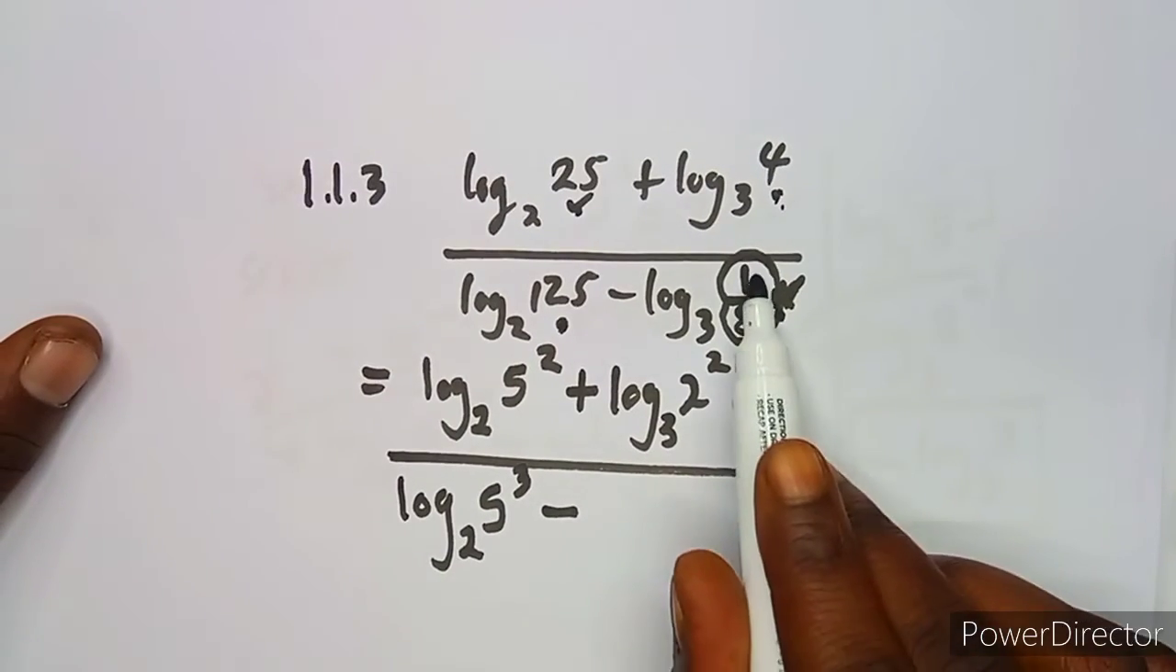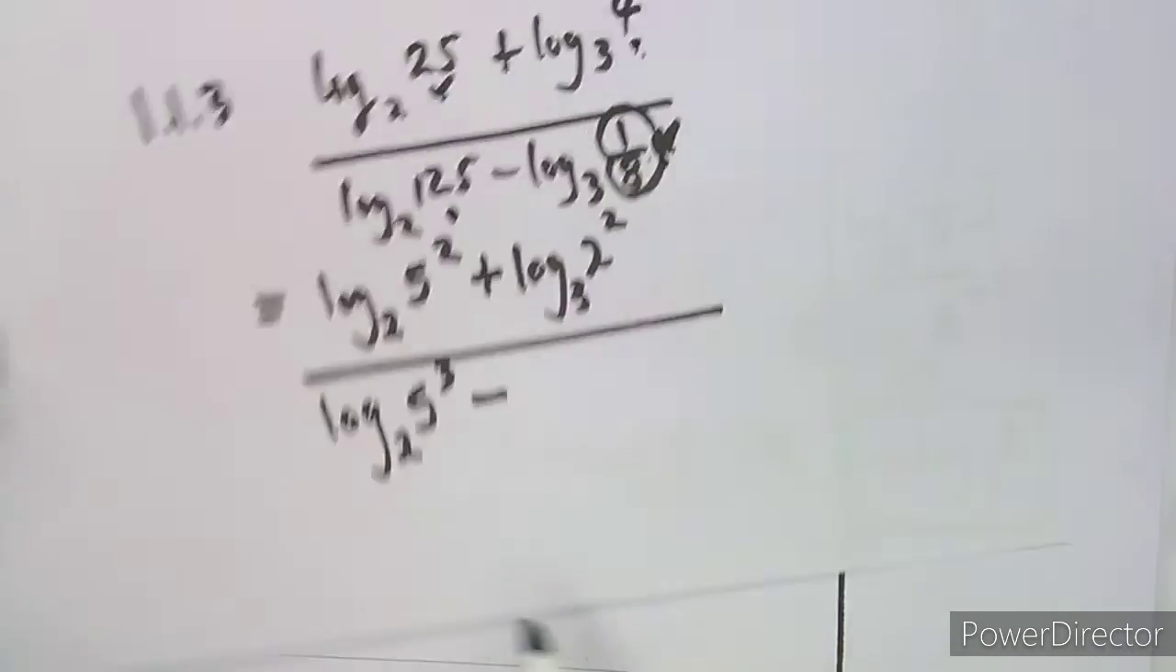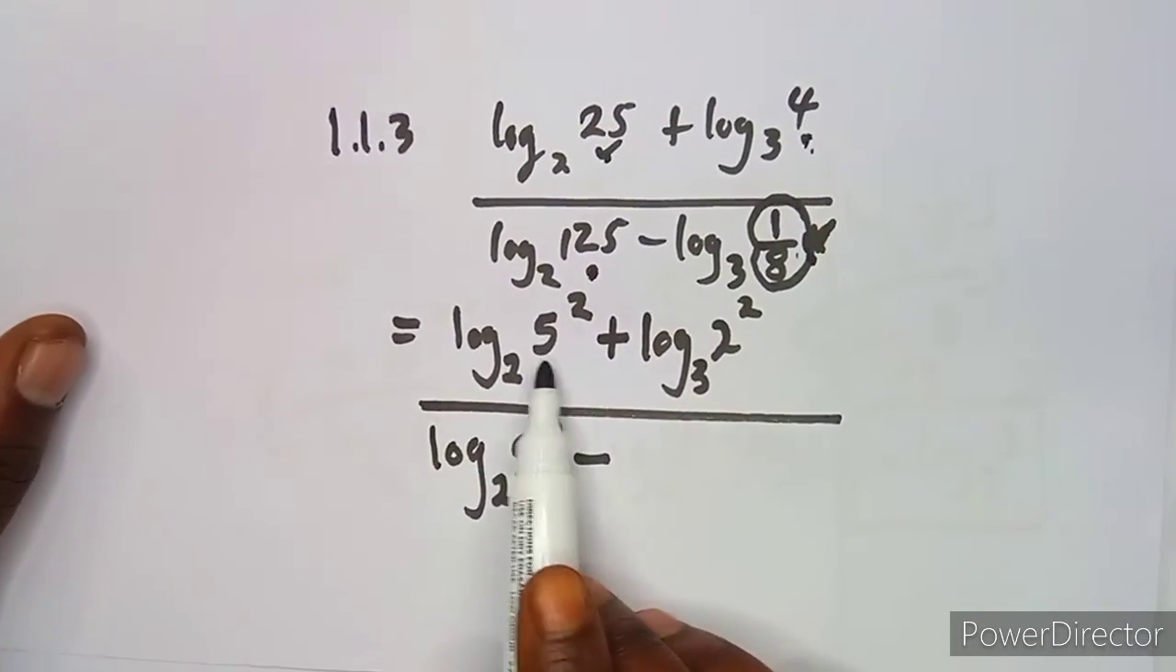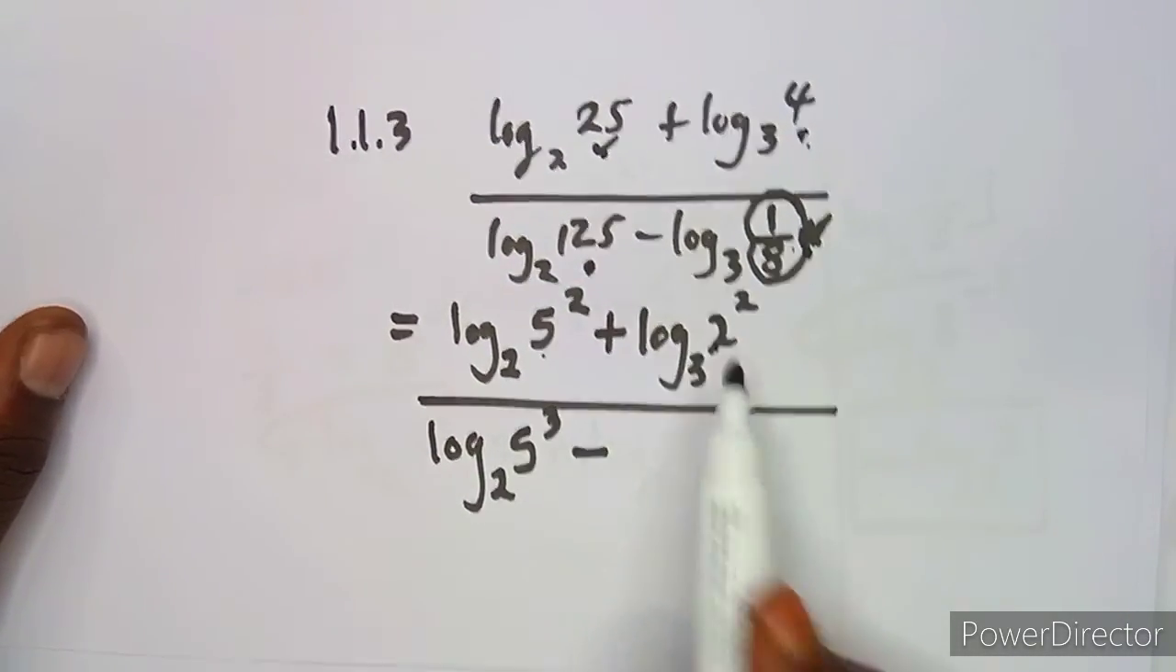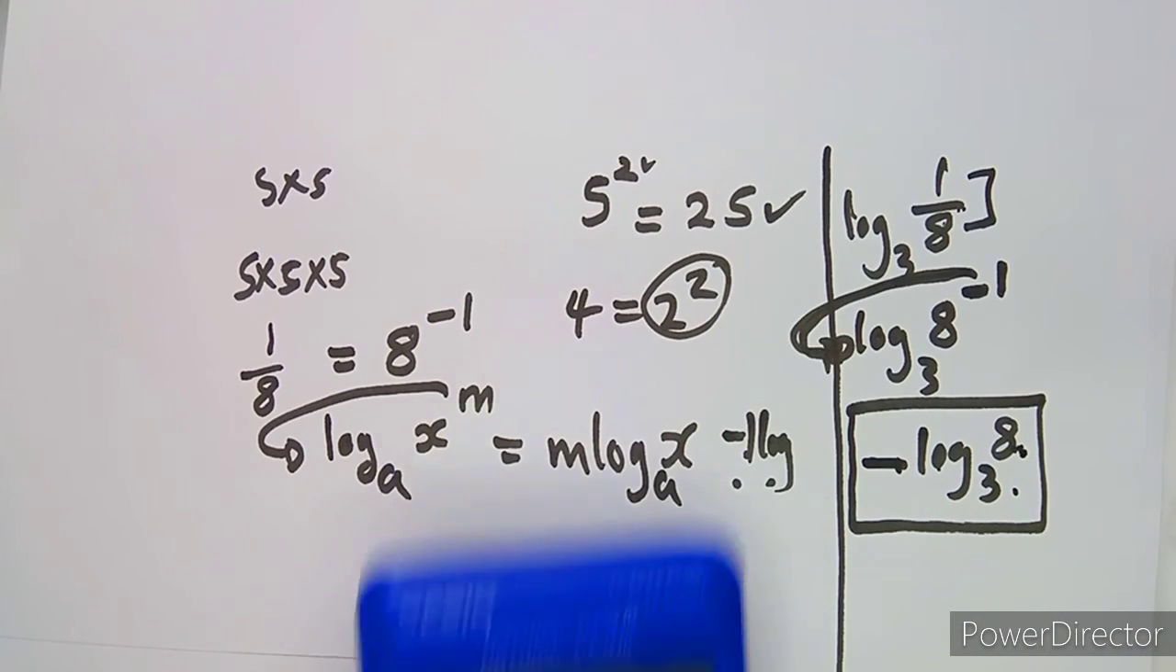So this is what we have in place of log 1 over 8 here: minus log 8 base 3. So the question now is, how can we write this log 8 in terms of the numbers that we had, because we are writing in terms of 5 and 2? So 8 in terms of 2, from your calculator, you're going to see that is 2 to the exponent of what?